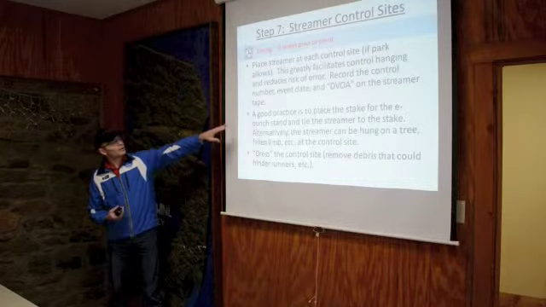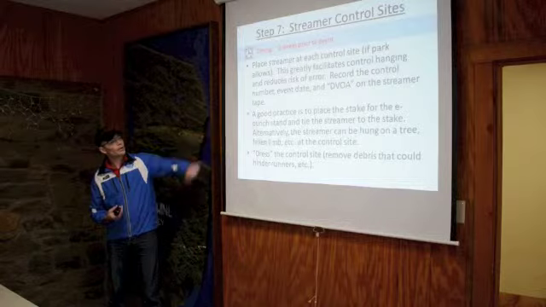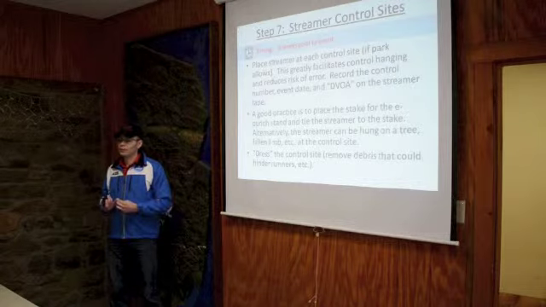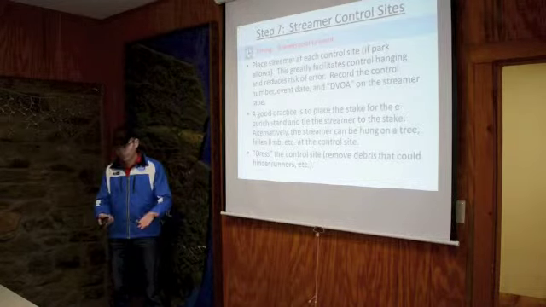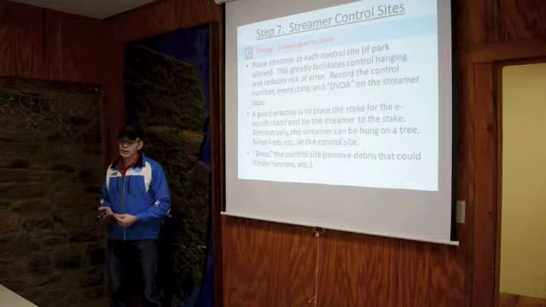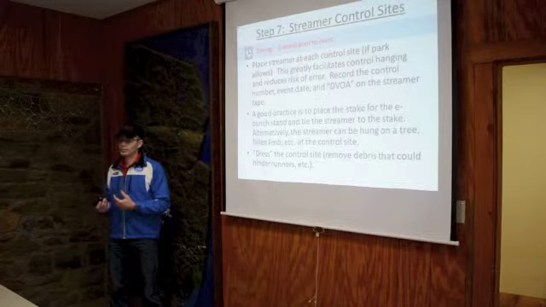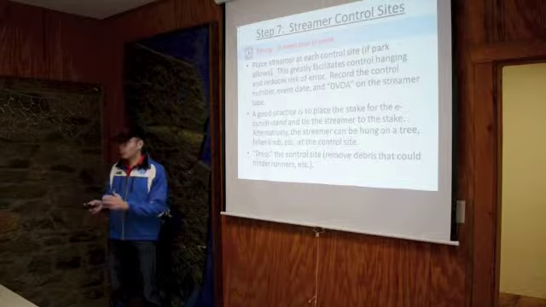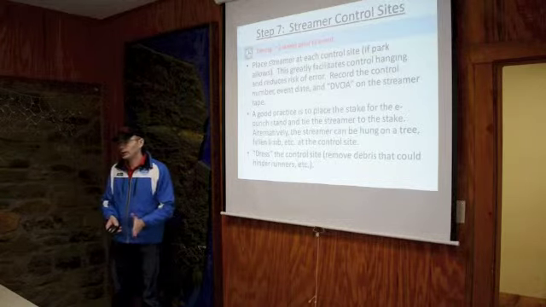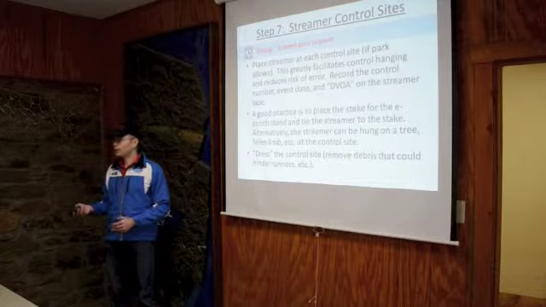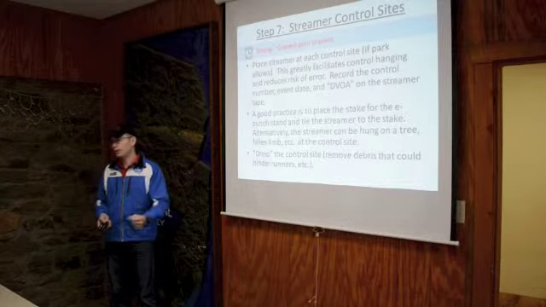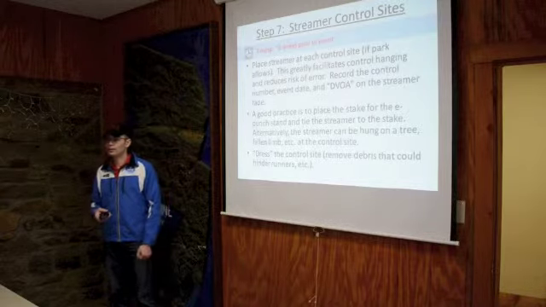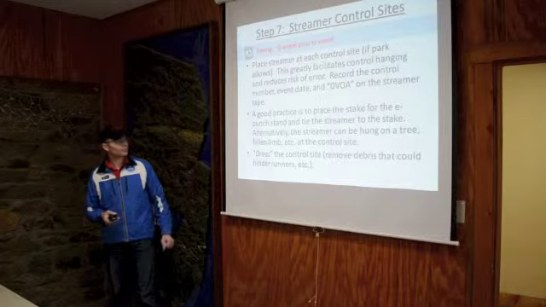And so here we say a good practice is to place the stake for the e-punch stand and tie the streamer to the stake. That's actually a good thing, because that way you can say, this is where the actual control is going to go, and it really takes all of the uncertainty out of it, because there may be a couple different places where the control could go, but as a course setter, you really think that this is the cleanest location. And if you're going to have other people help you to hang controls, by putting the stake and the streamer on it, you're able to say, this is where I think the best place is, and it takes a lot of the uncertainty out of things.